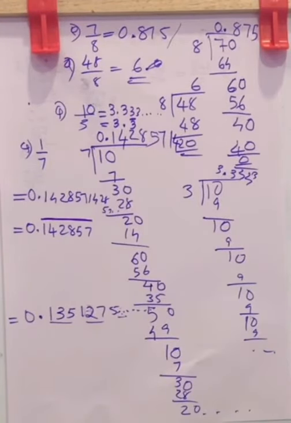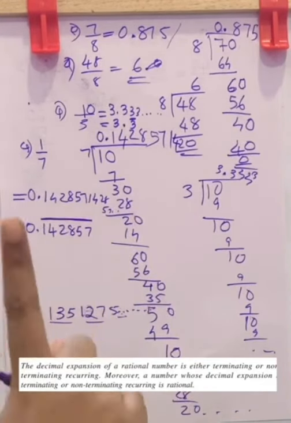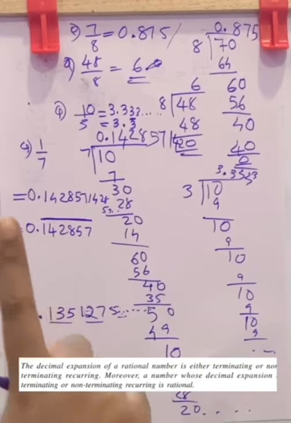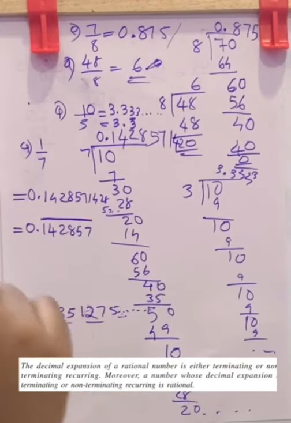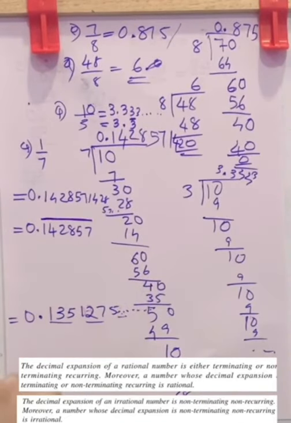So we can generalize it: the decimal expansion of a rational number is either terminating or non-terminating recurring. Recurring means repeating. This type and this type. Now, the decimal expansion of an irrational number is non-terminating, non-recurring. It will never end, and it will not repeat.